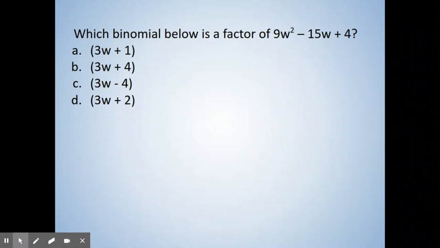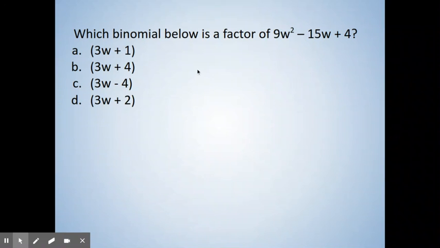There is one last part to this, just some other ways questions could be asked that are really getting down to the skill. One example is which binomial below is a factor of 9w squared minus 15w plus 4. When it's saying which below is a factor, they're saying when you factor this out, you get two sets of parentheses. Which one of these is one of those two sets of parentheses?